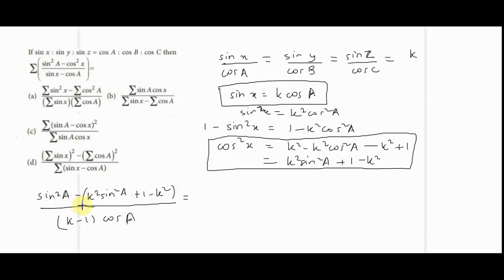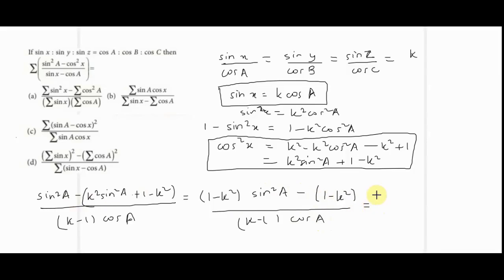Okay, what do we have in the numerator now? This is 1 minus k square sin square a, taking sin square a common, and we'll have minus 1 minus k square by k minus 1 times cos a. Now this again, taking 1 minus k square common.